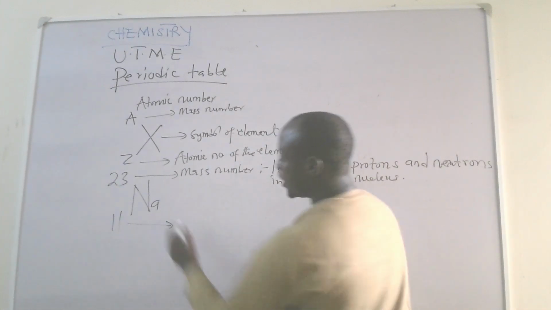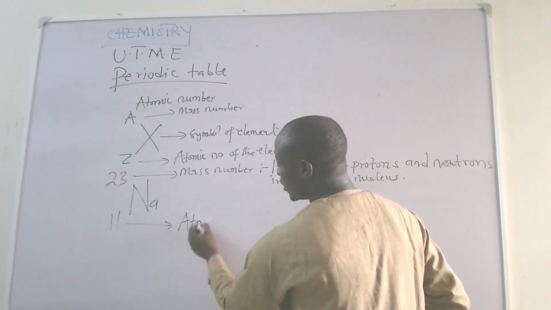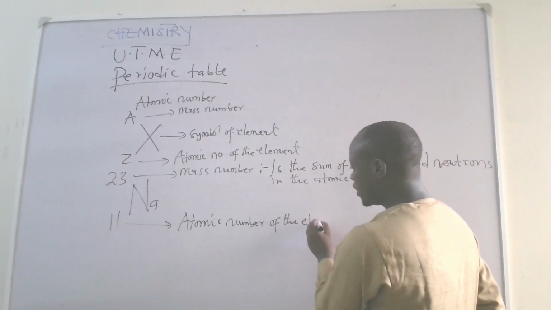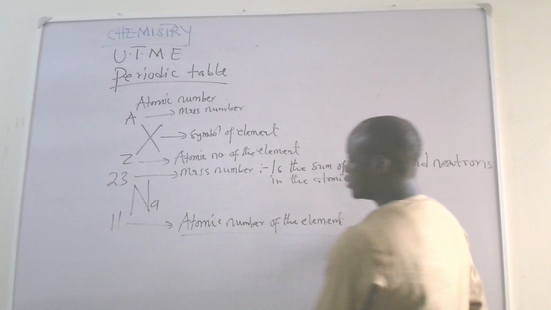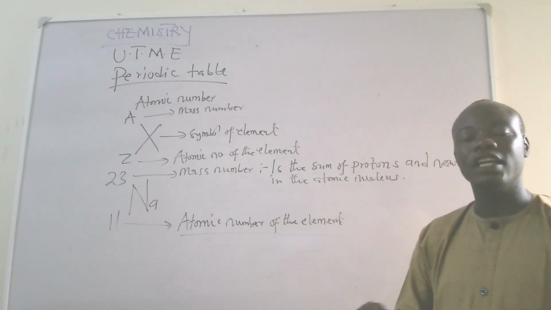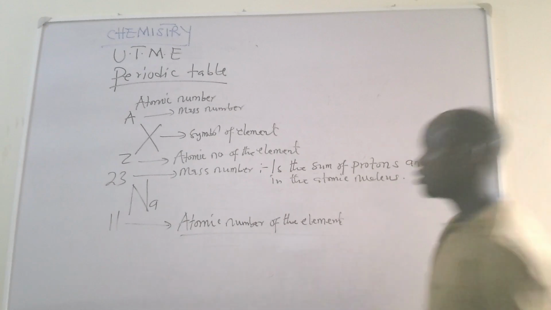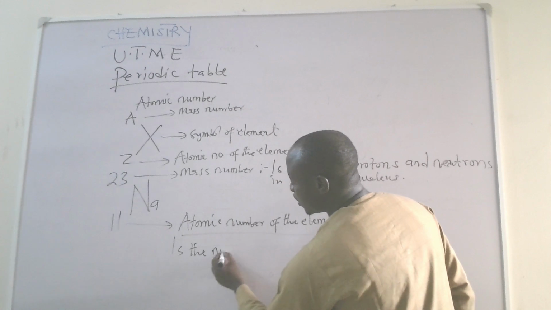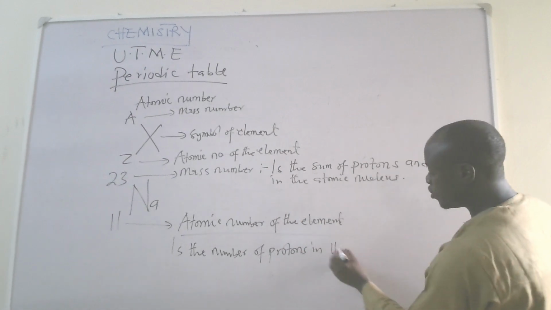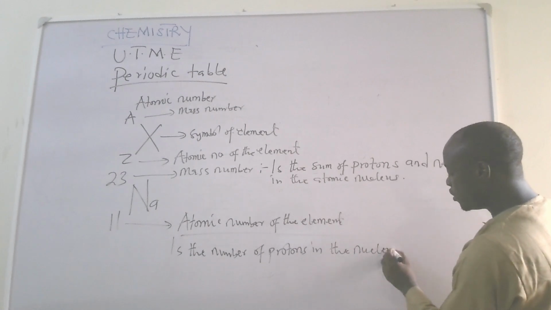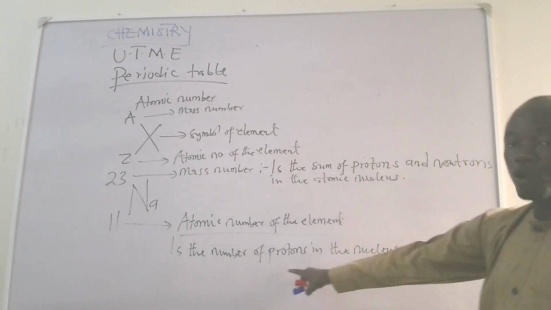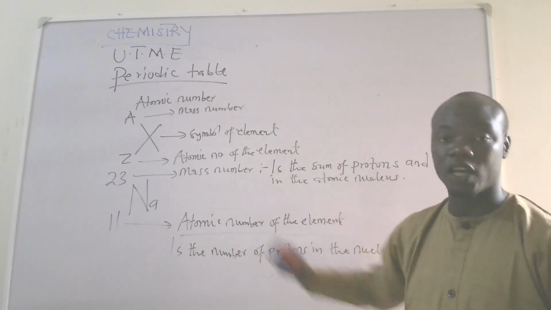And the 11 here represents the atomic number of the element. And what is the atomic number of the element? The atomic number of the element is the number of protons present in the nucleus of the atom. The number of protons found in the nucleus of the element is what you call the atomic number.